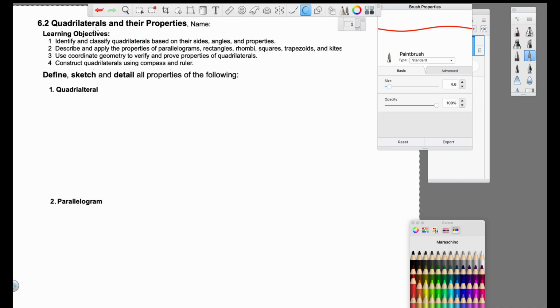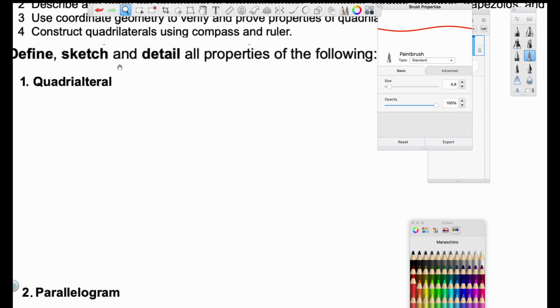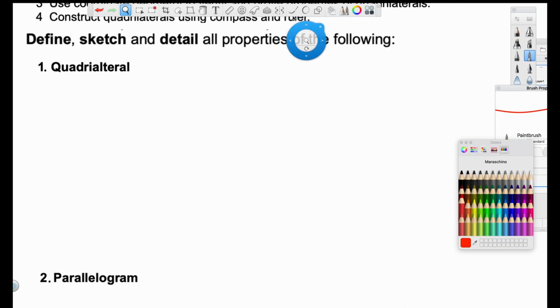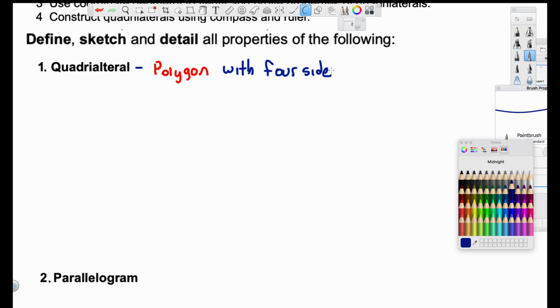Guys, in this video we're going to be looking at quadrilaterals and their properties, and we've got a bunch here. So we're going to jump right in with defining, sketching, and detailing the properties of a quadrilateral. A quadrilateral is a polygon with 4 sides and 4 vertices.